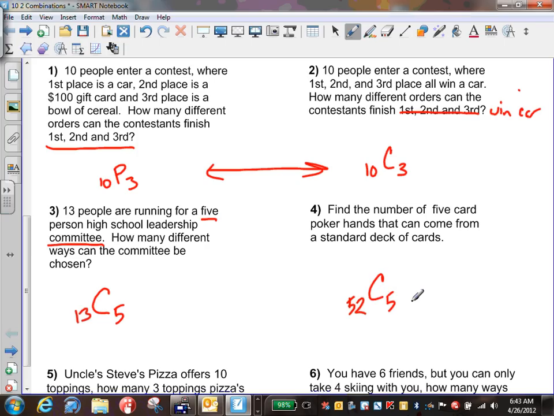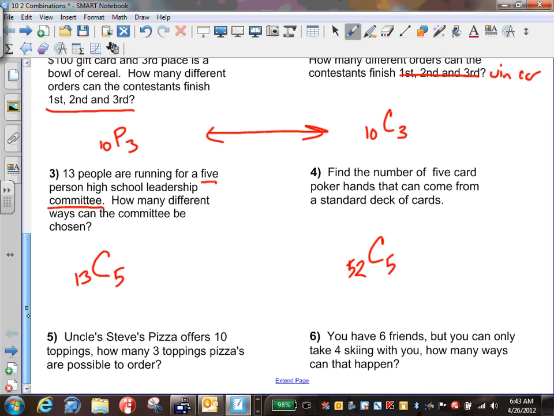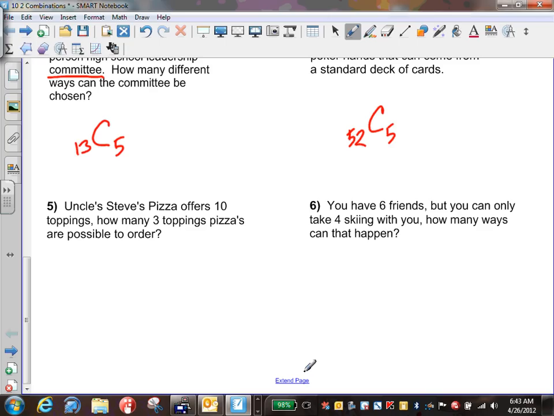We're talking about if you're dealing poker cards, you deal one at a time. But once you get into your hands, you can rearrange them. So the order that it's dealt is unimportant. Okay, let's take a look at 5 and 6 here. Uncle Steve's Pizza offers 10 toppings. How many different 3-topping pizzas are possible to order? Well, again, the order that the pizza's made doesn't matter, if the mushrooms go on first or the pepperoni. So we're talking 10 choose 3 once again.